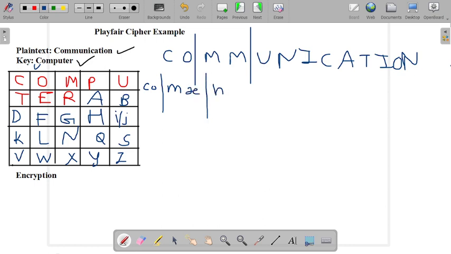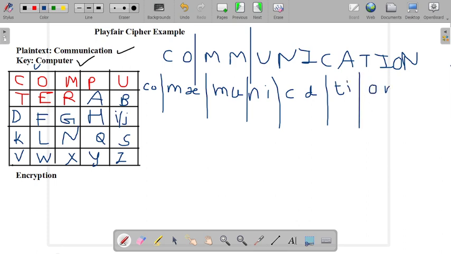Then we write M, then U, then N, then I, again C, then A, then T, then I, and the last one is O and N. So for the plaintext communication, we have taken groups of two characters and we form a total of 7 groups. This is group number 1, then 2, then 3, 4, 5, 6 and 7.